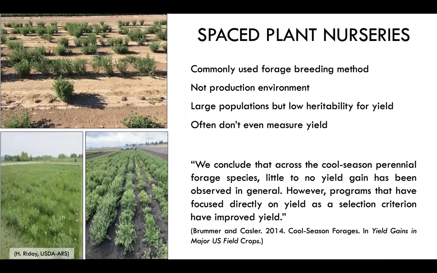The way a lot of alfalfa breeding and forage breeding in general is done is to start out with spaced plant nurseries, that is, not the production environment for the crop. You can look at large populations of plants this way and get an indication of how individual plants might perform. But there's very low heritability for yield in general, and in many cases, we don't even measure yield on single plants. At the top there is a picture of a trial down in El Centro where we're looking at germplasm, and you see some accessions that look pretty good and some accessions where most plants have died.